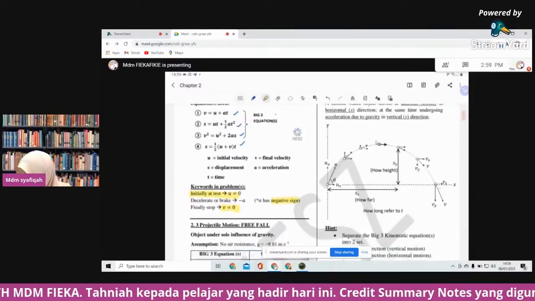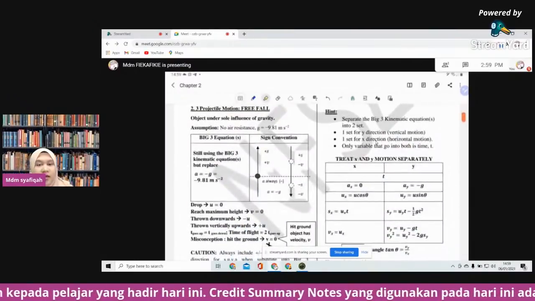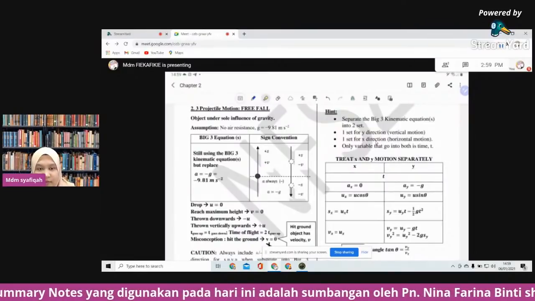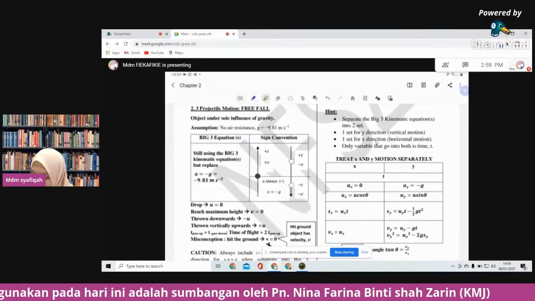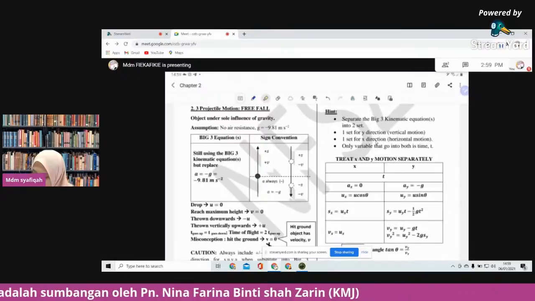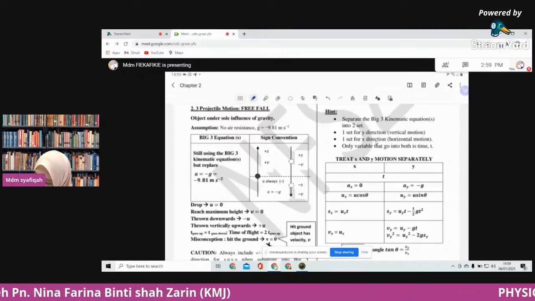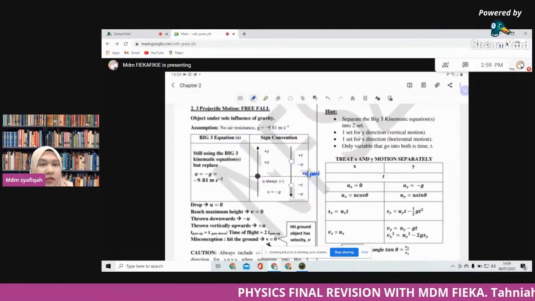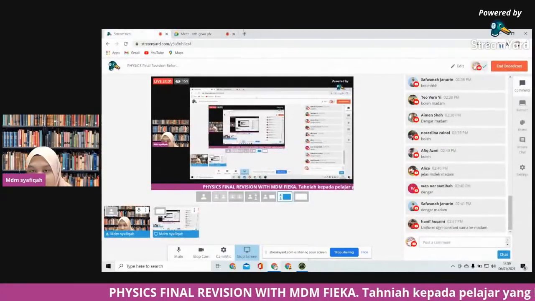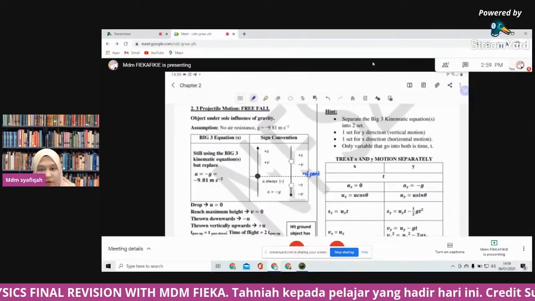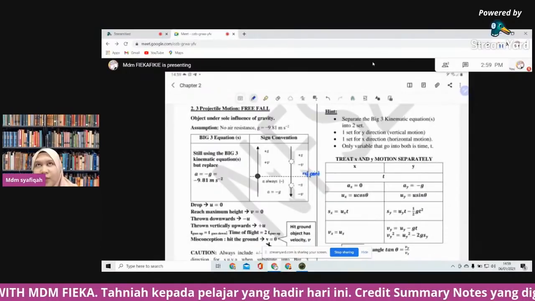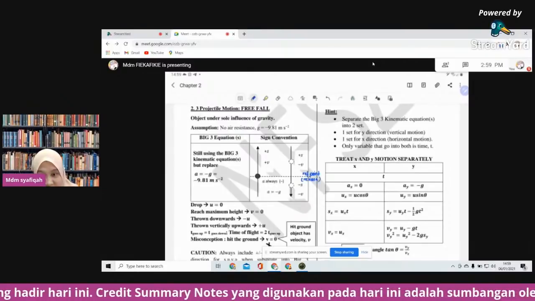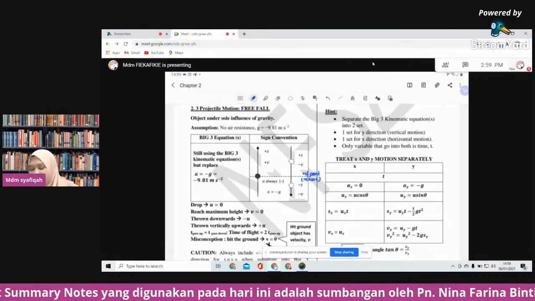Okay, projectile kat bawah. Kita pergi lagi kat bawah. Okay, this is projectile motion. Under free fall. Projectile motion under free fall means that, okay, tak ada angle. No angle. Okay, so let's say this is the reference point. Contoh reference point ataupun kita boleh panggil sebagai release point. Release level pun boleh.